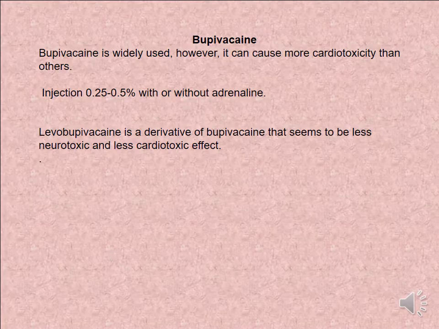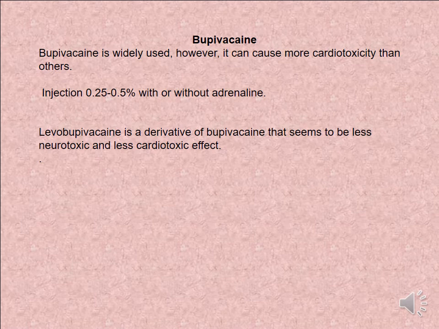The other type of local anesthetic agent is bupivacaine. Bupivacaine is widely used; however, it can cause more cardiotoxicity than others, with effect on the cardiac muscle and the heart. It is injectable as 0.25 to 0.5% with or without adrenaline.